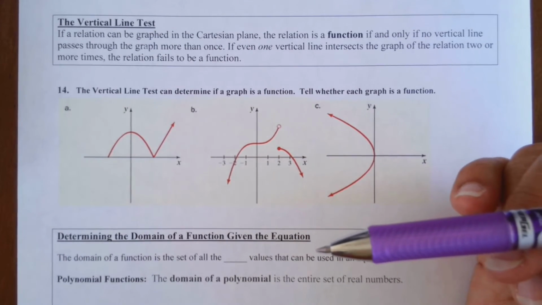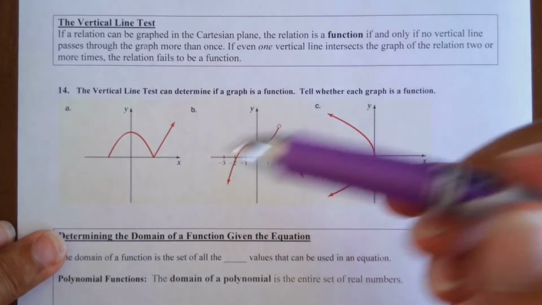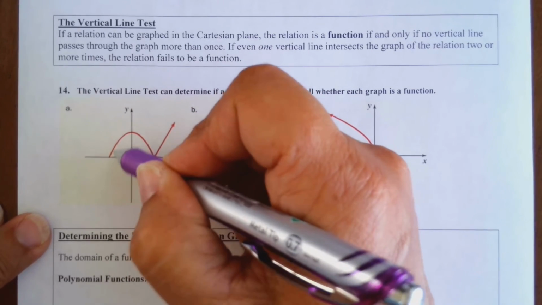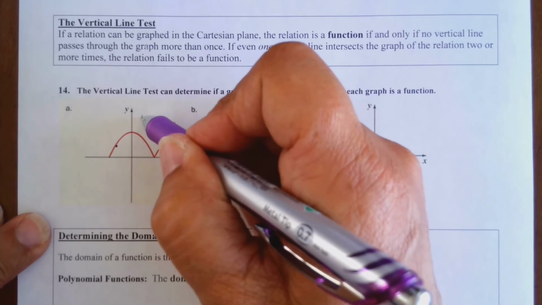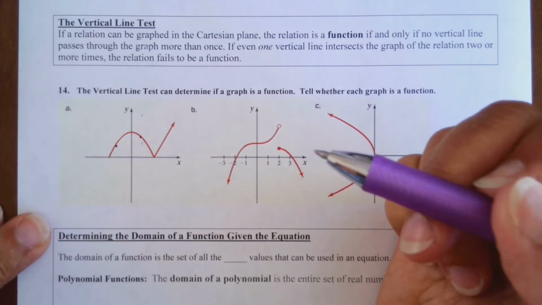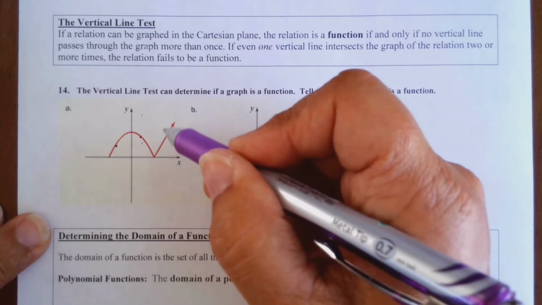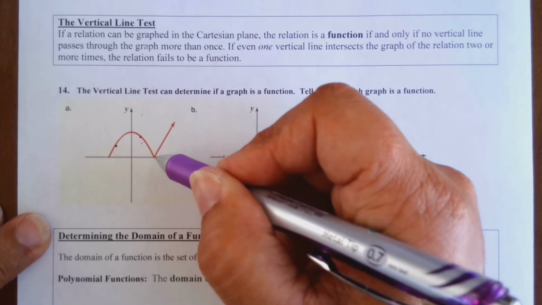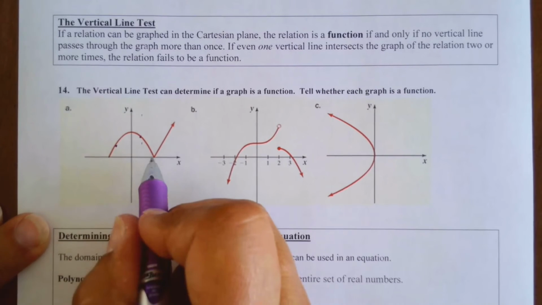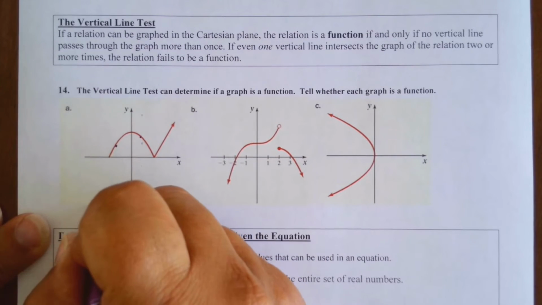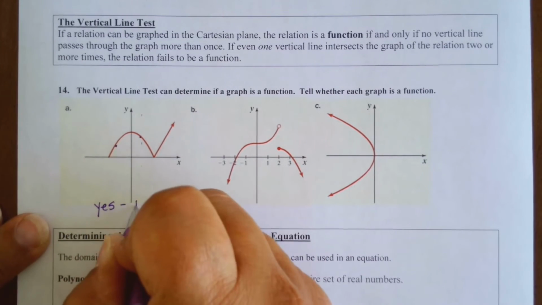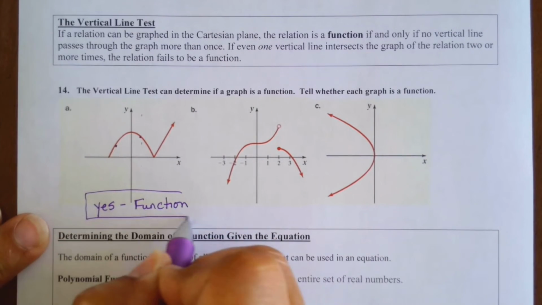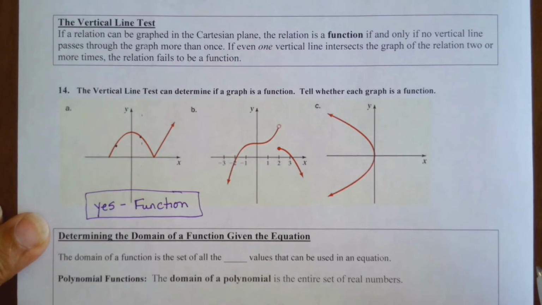Okay? All right, so if I look at this first one, no matter where I draw a vertical line, I could draw it here, it's only going to cross at one point. I could do it over here, it's only going to cross at one point. Okay, it only touches this graph in one place. Even right here, it's only going to touch right there. So no matter where I draw a vertical line, it only touches this graph one time. So that means yes, this is a function. Okay? So we're looking at whether or not these graphs are functions based on this vertical line test.